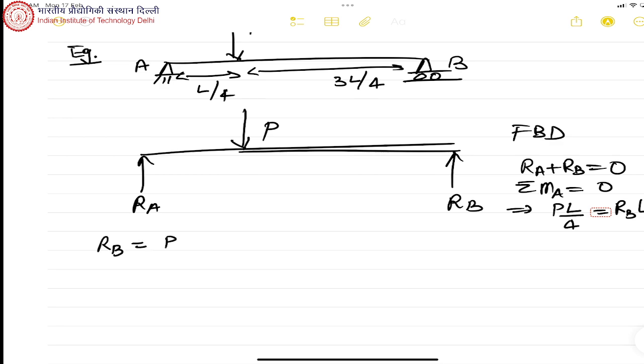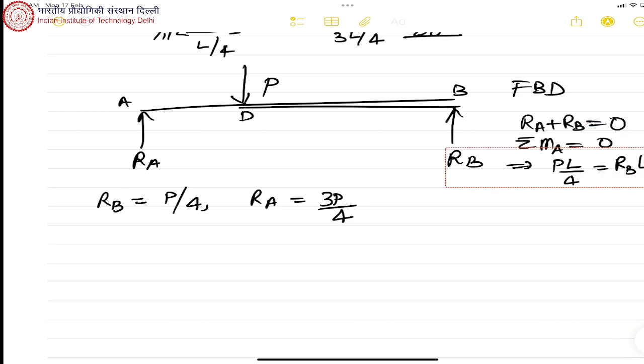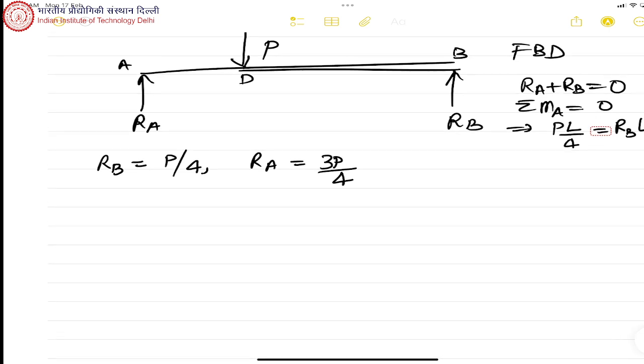RB is equal to P by 4. RA is equal to 3P by 4. So this is A, this is D, this is B. So now if we have to draw the elastic curve of the beam, the first thing is to draw the shear force diagram or the bending moment diagram, or write the expressions for those. Okay. Now we can straight away start from the bending moment here.